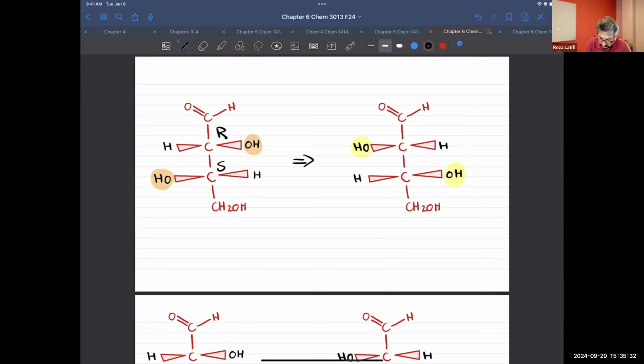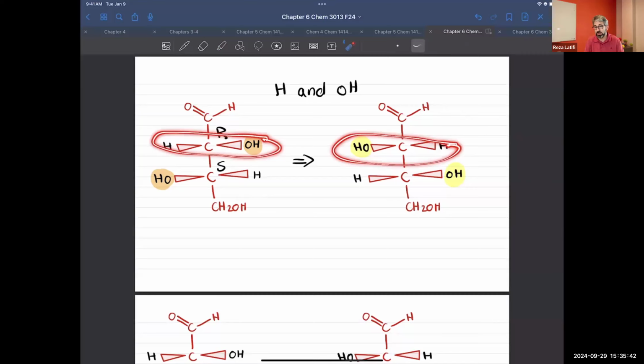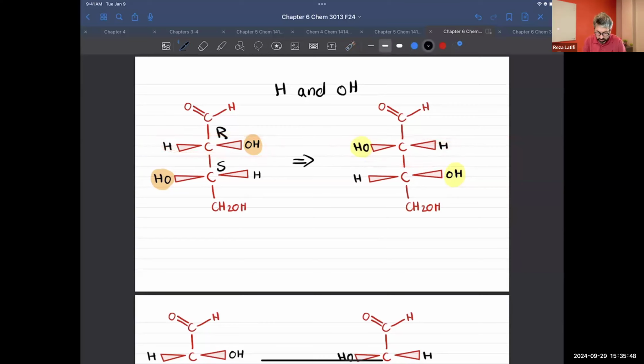We flip the position of H and OH. We flip the position of those two. If you flip the position of two of the substituents, the configuration will be inverted. So if this one is R, it's supposed to be S. Let's double check it. So I'm saying this one is supposed to be S.